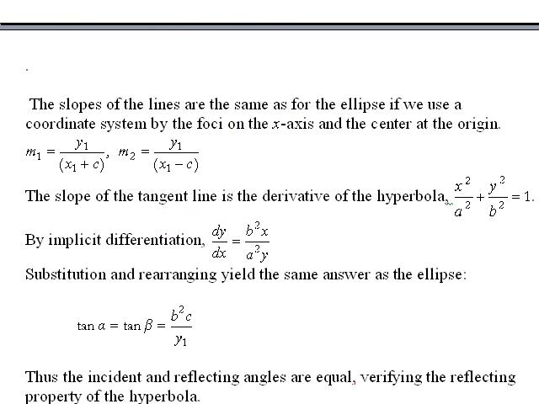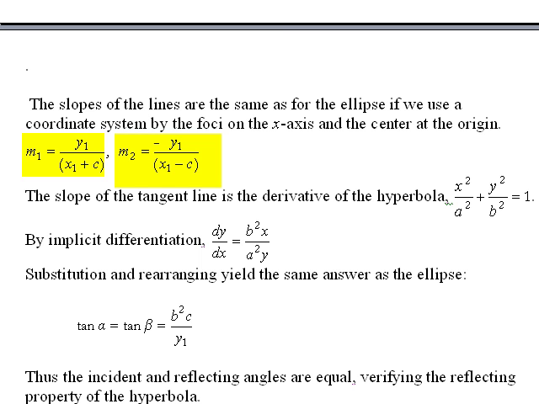The procedure is essentially the same. We need the slopes of the lines from each focus out to the edge of the hyperbola. The slope from the first focus is y1 over x1 plus c. The slope of the line from the second focus to the edge of the hyperbola is y1 over x1 minus c. They're the same as the slopes for the ellipse.